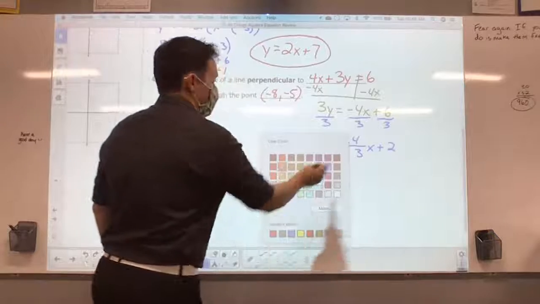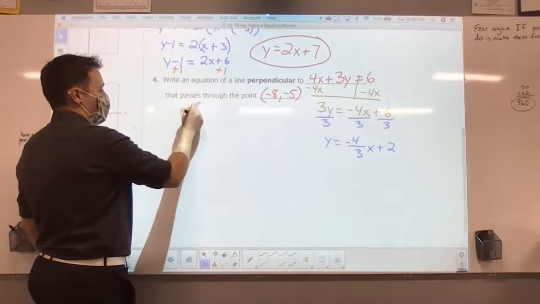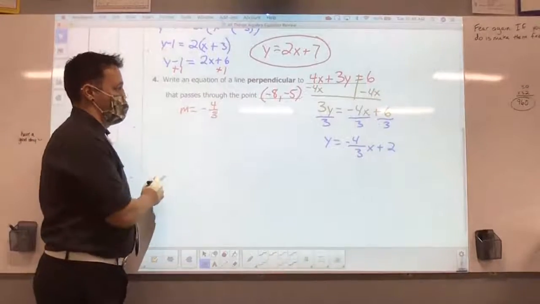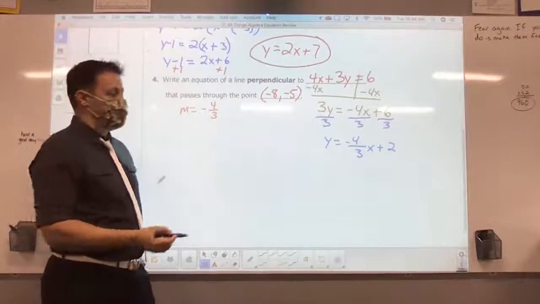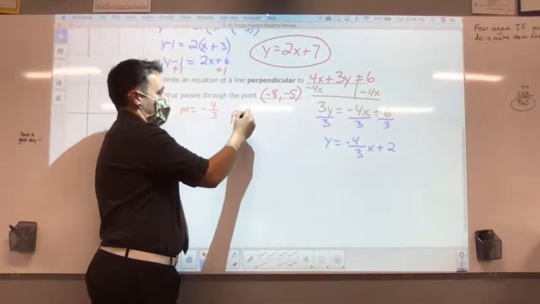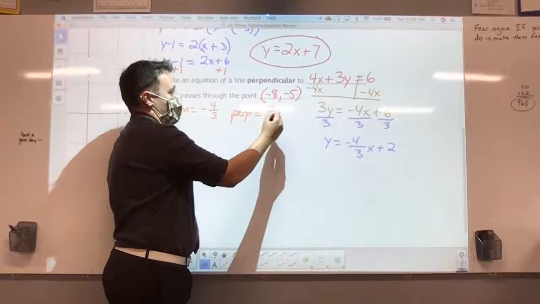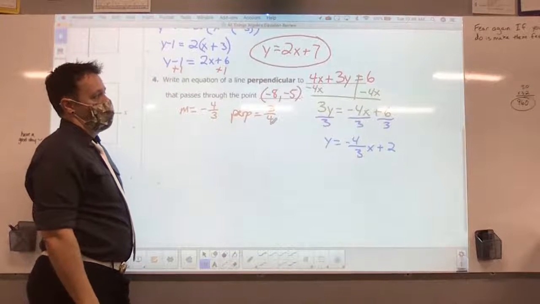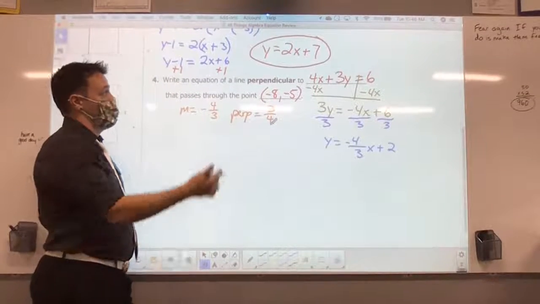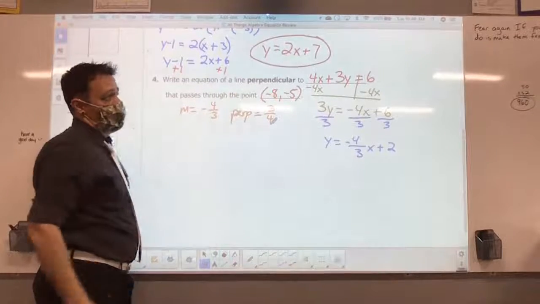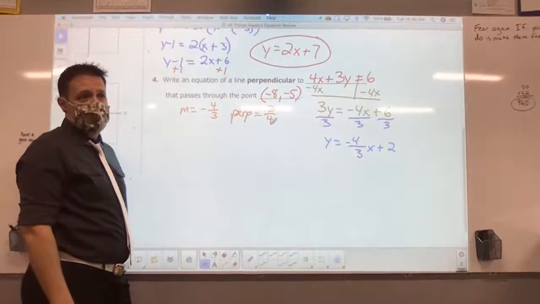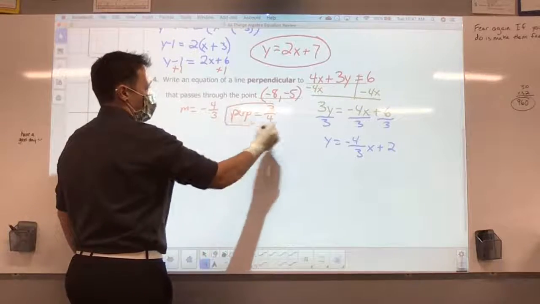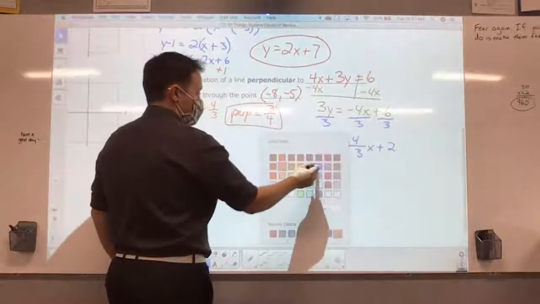So your slope is negative 4/3. Okay, what would be the perpendicular slope of that? You know the perpendicular slope would be 3 over what? 4. So now, ladies and gentlemen, can we write an equation of a line perpendicular? The answer is yes. We have the slope here. We have the point there. You just need to be able to write it in.